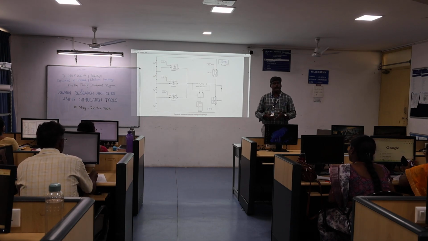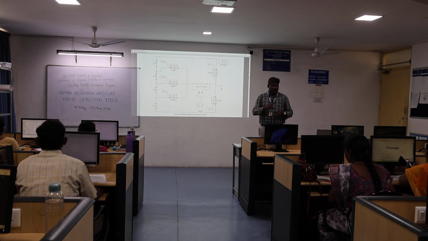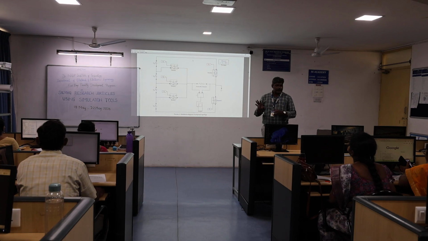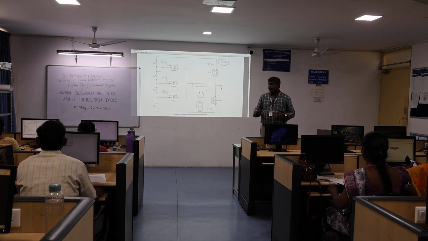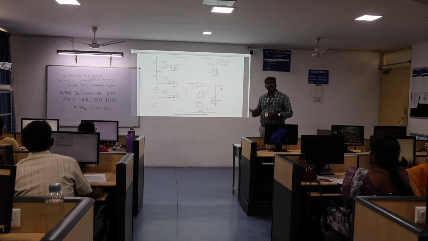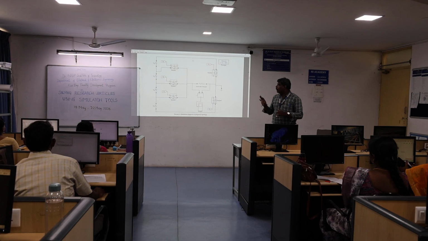We need to reduce the switches. Okay, so based on the reduction of the switches, they framed it as a reduced switches based MLI topology. Here there are different configurations. By using 5 switches, we are going to obtain the 7 level output of MLI. This is one of the topologies.